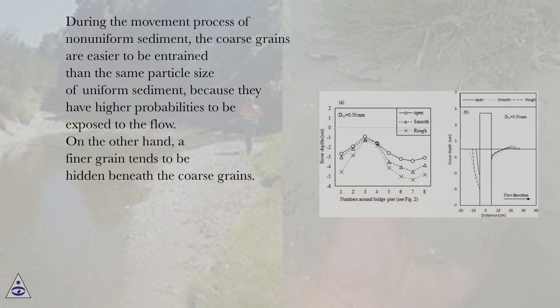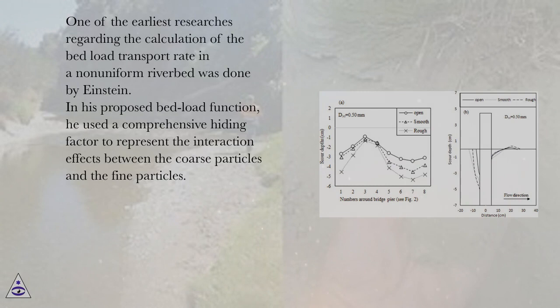During the movement process of non-uniform sediment, the coarse grains are easier to be entrained than the same particle size of uniform sediment, because they have higher probabilities to be exposed to the flow. On the other hand, a finer grain tends to be hidden beneath the coarse grains. One of the earliest researches regarding the calculation of the bed load transport rate in a non-uniform riverbed was done by Einstein. In his proposed bed load function, he used a comprehensive hiding factor to represent the interaction effects between the coarse particles and the fine particles.